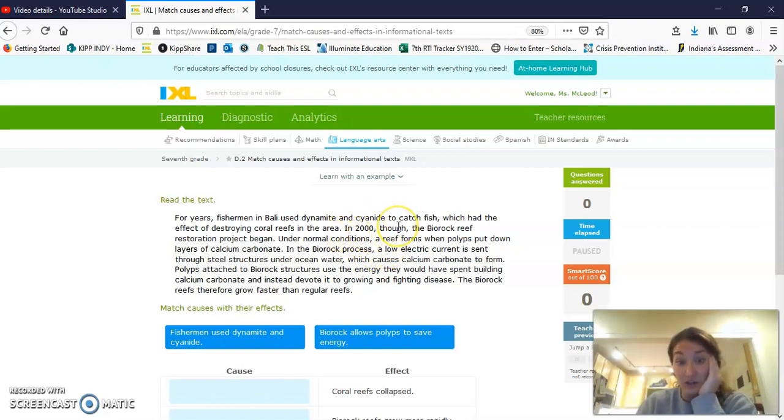In 2000, though, the BioRock Reef Restoration Project began. Under normal conditions, a reef forms when polyps put down layers of calcium carbonate. In the BioRock process, a low current is sent through steel structures under ocean water, which causes calcium carbonate to form. Polyps attached to the BioRock structures use the energy they would have spent building calcium carbonate and instead devote it to growing and fighting disease. The BioRock reefs, therefore, grow faster than regular reefs.